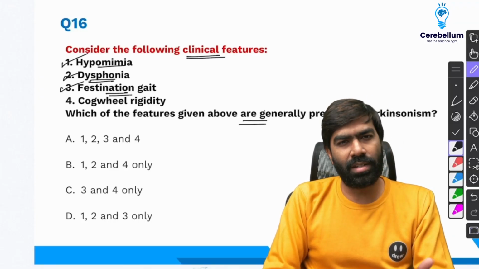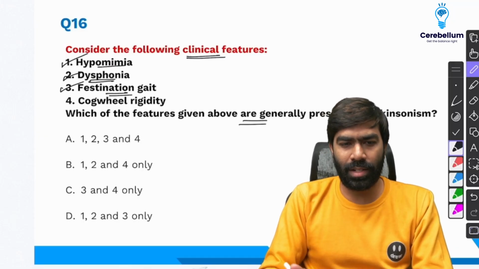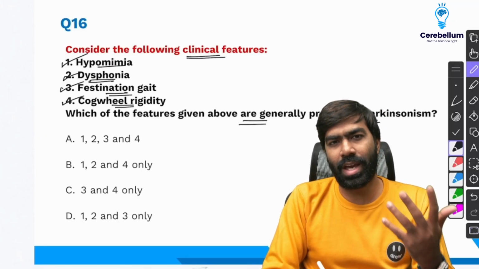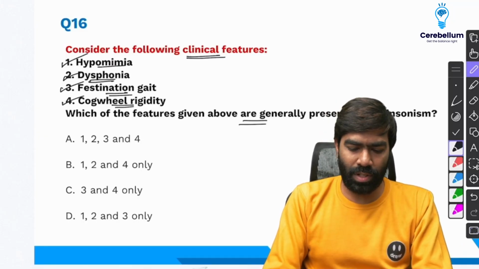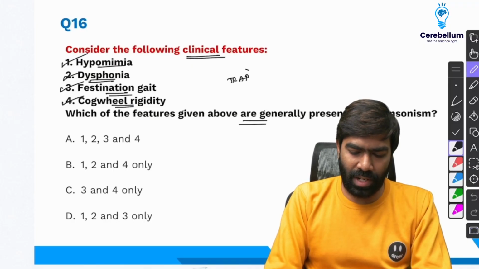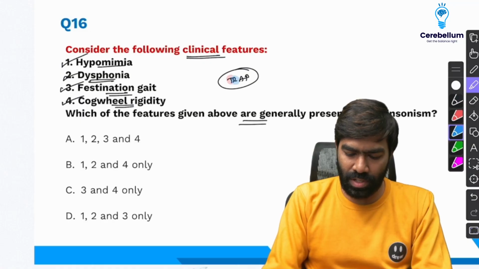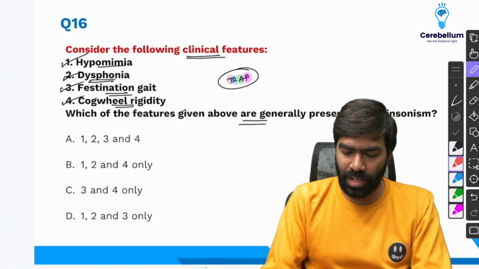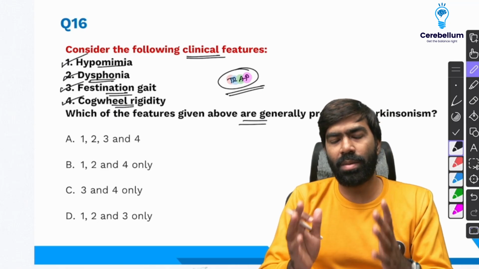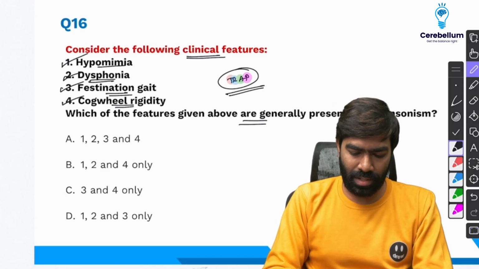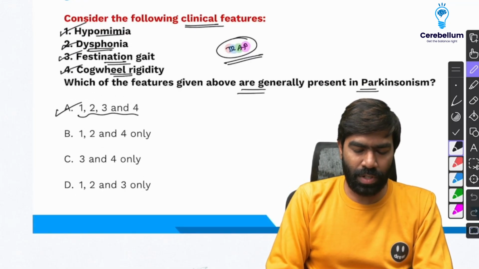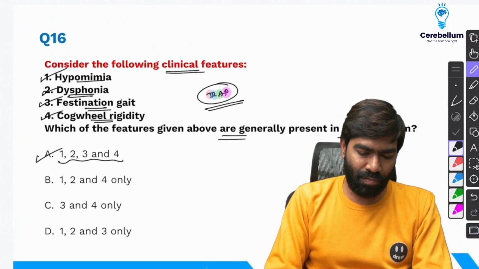And festinating gait, we all know, is so characteristic of Parkinson's disease, and cogwheeling is also very, very characteristic of Parkinson's disease. We know the typical TRAP manifestations, right, in Parkinsonism. The T stands for tremors, R stands for rigidity, A stands for akinesia, and P stands for postural instability. These are also called as cardinal manifestations of Parkinson's disease. And the right answer for this question is option A, 1, 2, 3, and 4.